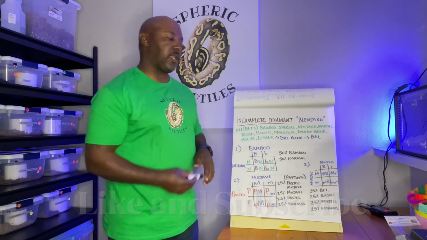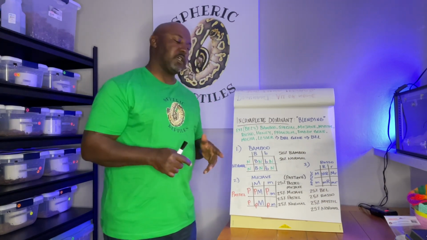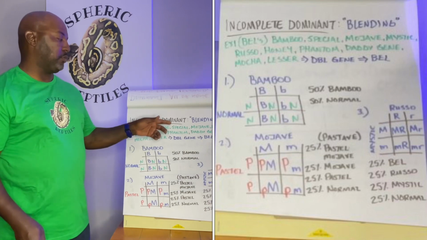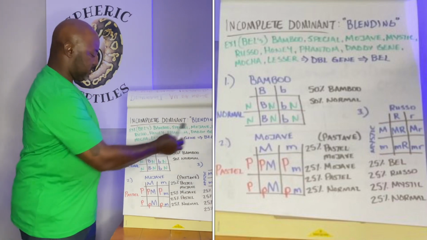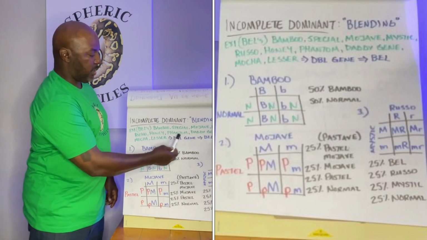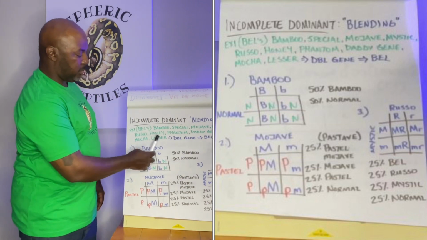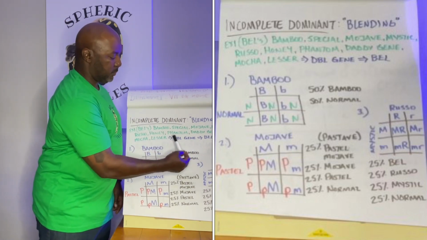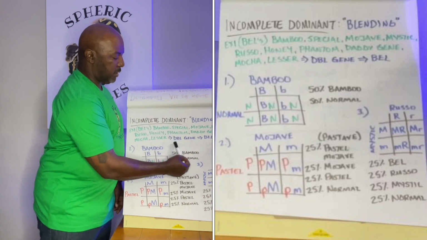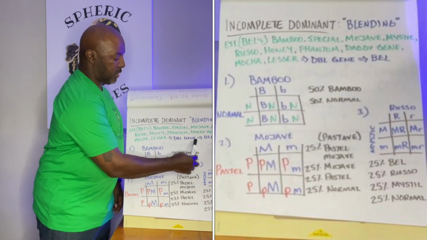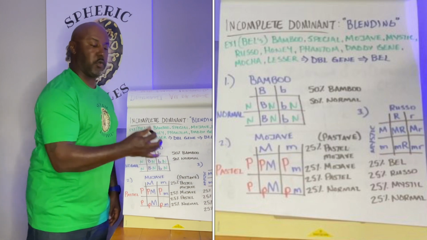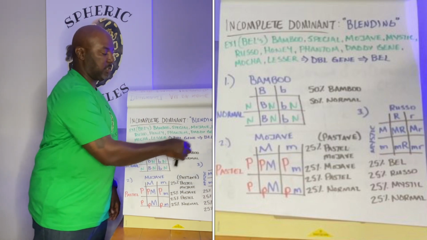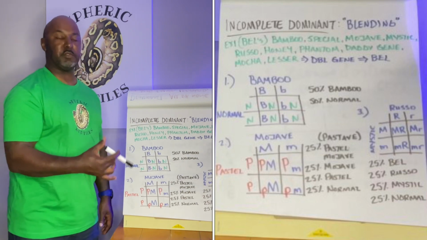So the best thing that I can discuss with that are the blue-eyed leucistic complexes. So you have bamboo, special, Mojave, mystic, Russo, honey, phantom, the daddy gene, mocha, and lesser. And these are all basically going to be heterozygous, but when they're homozygous, they'll introduce themselves or show a phenotype, a physical showing of a blue-eyed leucistic. That's what BEL stands for, blue-eyed leucistic.